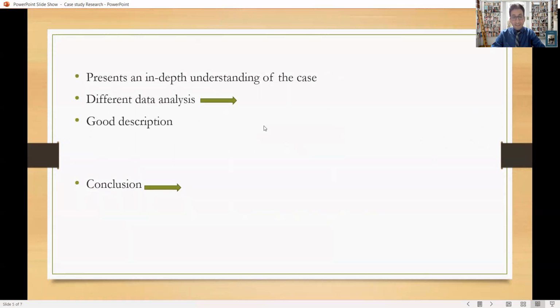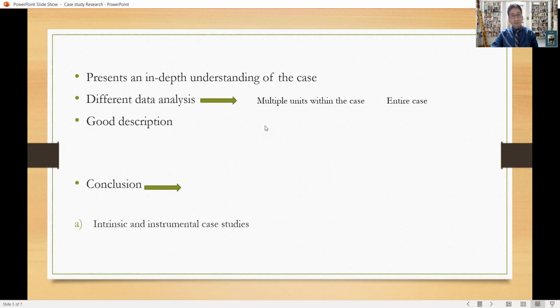Another part is to present an in-depth understanding of the case. And the other one, different data analysis. Some cases involve the analysis of multiple units within the case or report on the entire case.